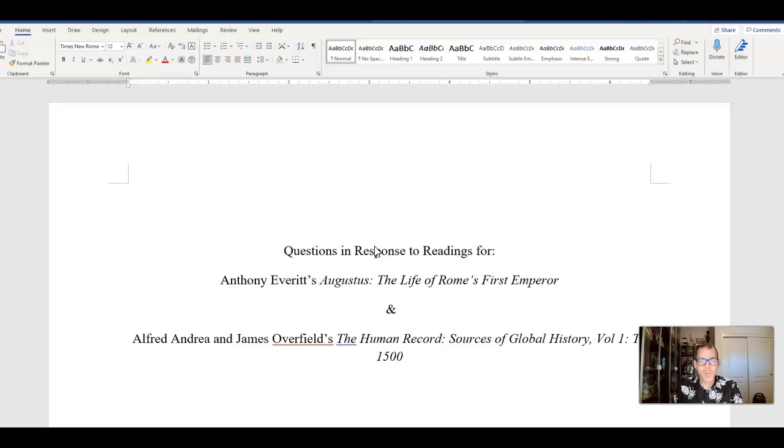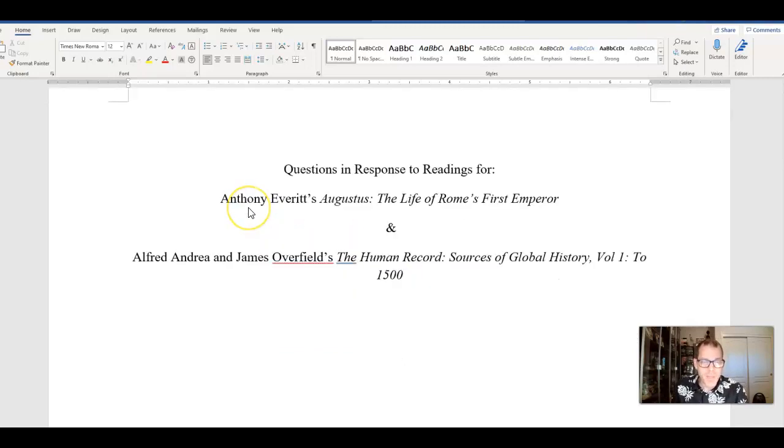So essentially what you want to do is have an open Word document. And for each class, you will simply add in your questions in response to reading for that class. So let me talk about this specifically. In front of you, you have what the cover page will look like. In that Word document, you want to have a cover page that looks like this.